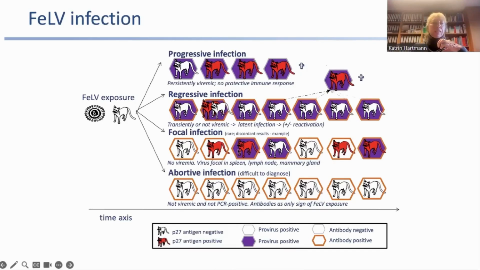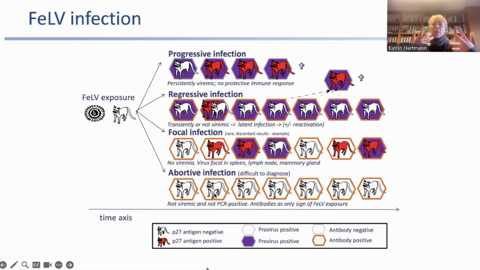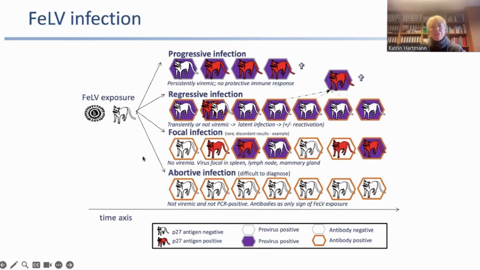Focal infection is very rare. Sometimes infection is in the mammary gland or only in the spleen. So these are cats that have discordant results. And then there is abortive infection. These cats do not have antigen. They do not have DNA or RNA in their blood. They only have antibodies. So these cats have a very, very low-grade infection, and they are very lucky because they are probably protected from new infection. They only have antibodies in their body. So many different infection stages. We are really worrying about progressive infections. We are not that much worrying about the rest.